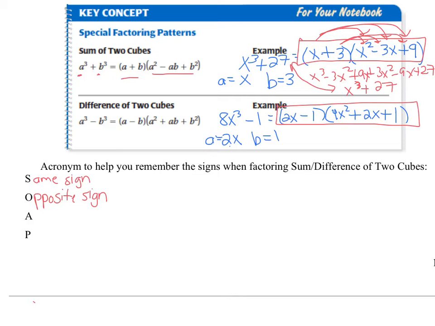The final two letters in SOAP stand for always positive. And that is because the final sign in the factorization is always a plus sign. Doesn't matter if you have the sum of cubes or difference of cubes, this last sign is always plus. Let's take a look at some examples of factoring so we can apply this.